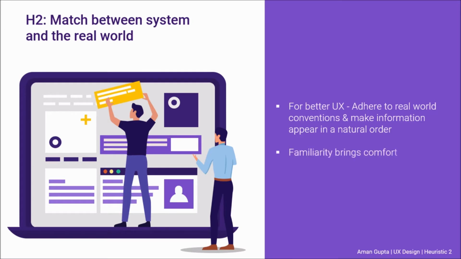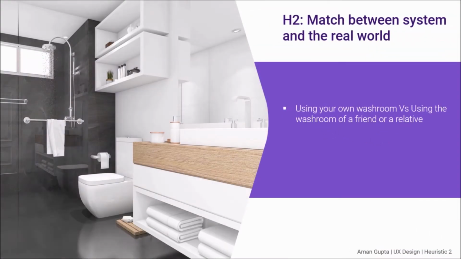Systems that adhere to real-world conventions and make information appear in a natural order provide a better experience to their users. This is because familiarity brings comfort to us humans. For example, when you use your own washroom versus when you use the washroom of a friend or a relative, you feel more comfortable in the first scenario as you are familiar with the setup. Similarly, users feel more comfortable using a system that they are somehow familiar with.